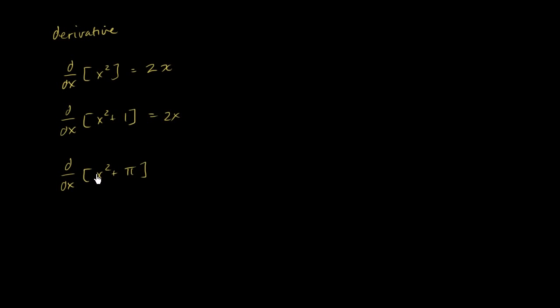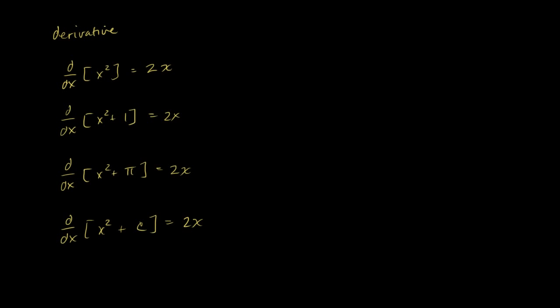The derivative of x squared is 2x. The derivative with respect to x of pi, a constant, is just 0. The derivative with respect to x of 1, a constant, is just 0. So once again, this is just going to be equal to 2x. In general, the derivative with respect to x of x squared plus any constant is going to be equal to 2x. The derivative of x squared with respect to x is 2x. The derivative of a constant with respect to x: a constant does not change with respect to x, so it's just equal to 0. So you apply the derivative operator to any of these expressions, and you get 2x.